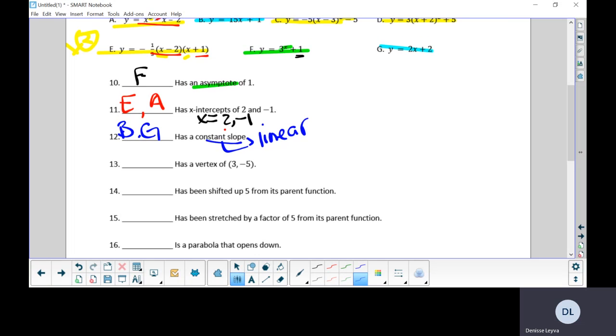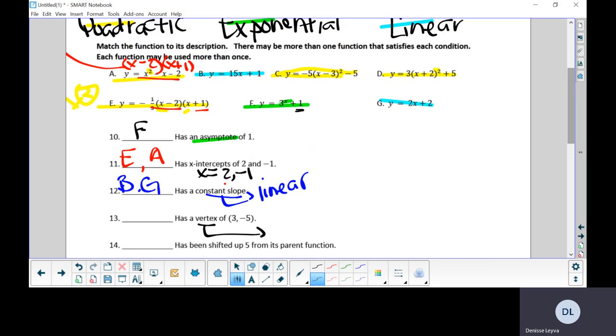Vertex means that it is going to be a quadratic function. So what I would have to check first is which one has vertex form. If we look here, this is H and that's K. So we have 3, the opposite of negative 3 would be negative 3 when we put it in vertex form, and that negative 5 stays the same. The only one that satisfies that would be C. So C is right there.